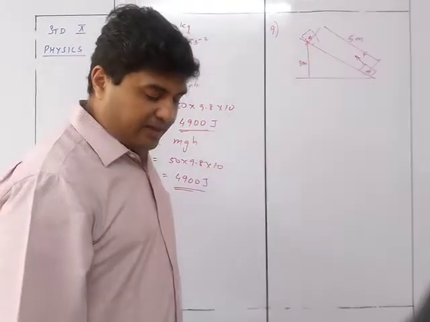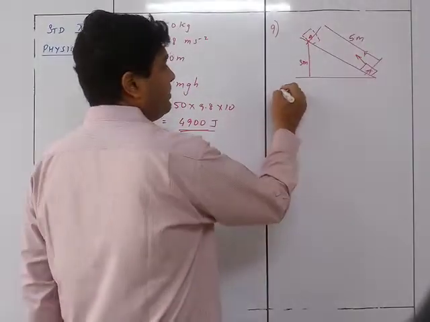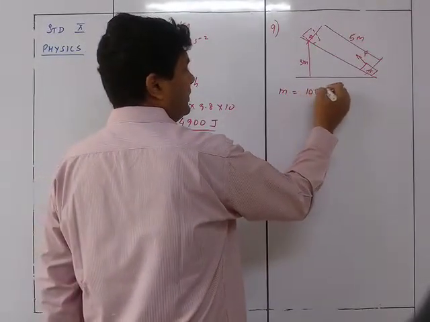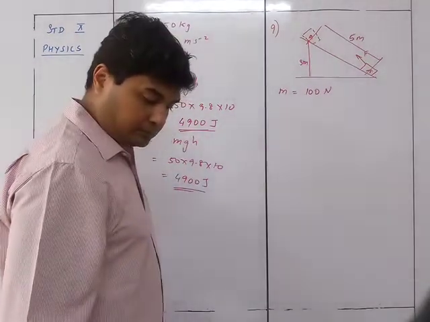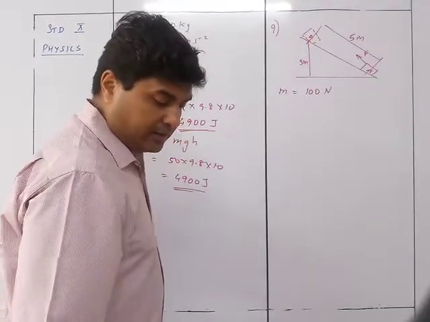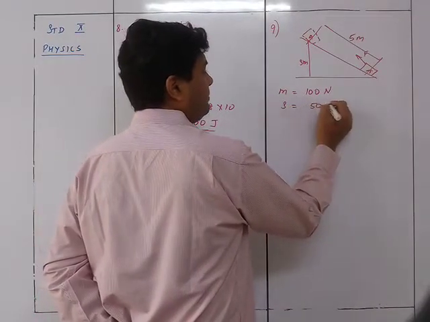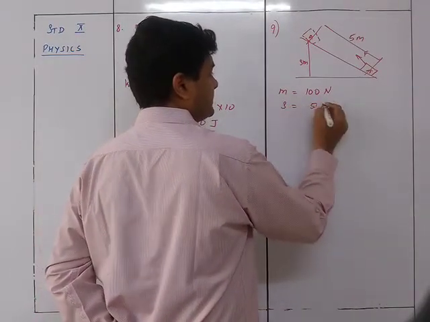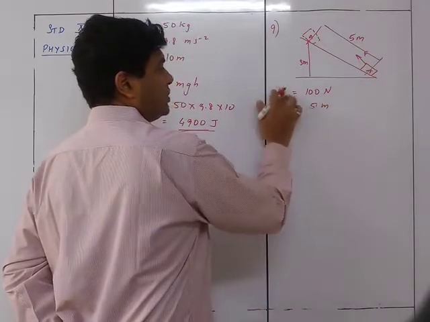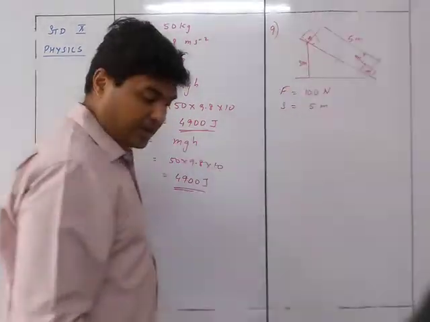The first thing is what they have given us: the weight is equal to 100 newton, okay, and the length of the slope, so S is equal to 5 meters. So this is not mass, it is the force, it is 100 newton.